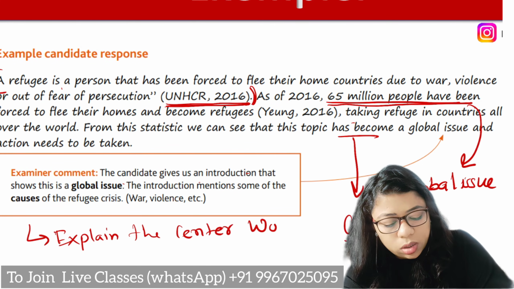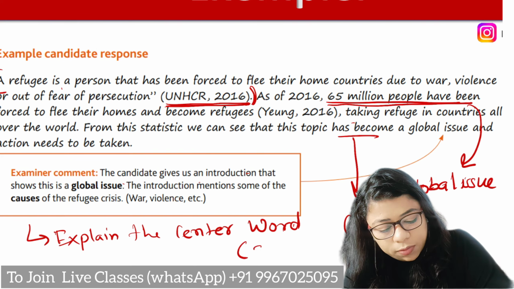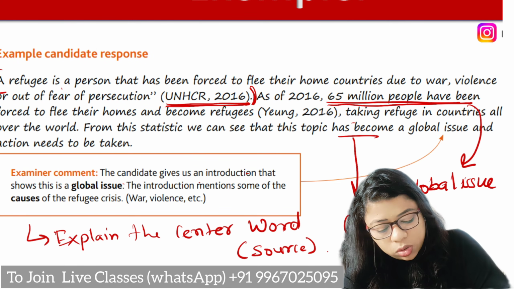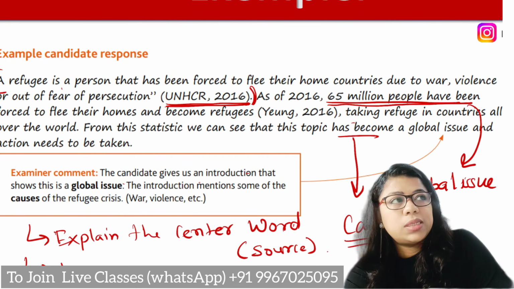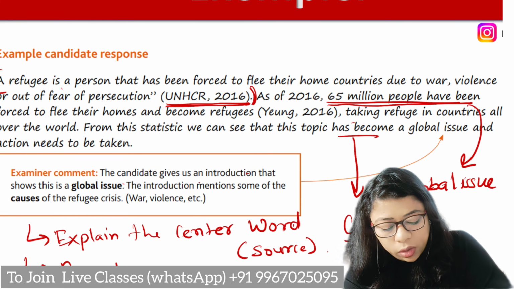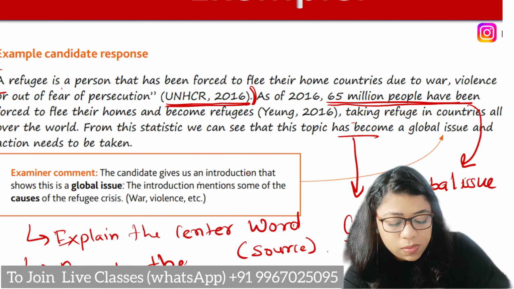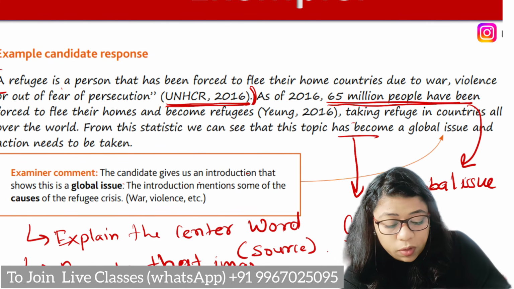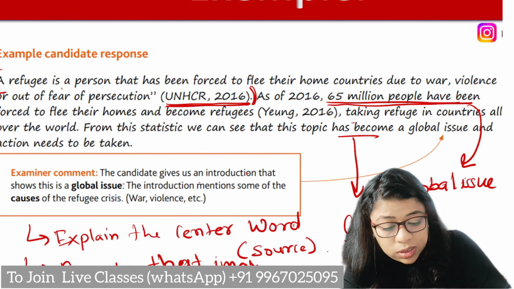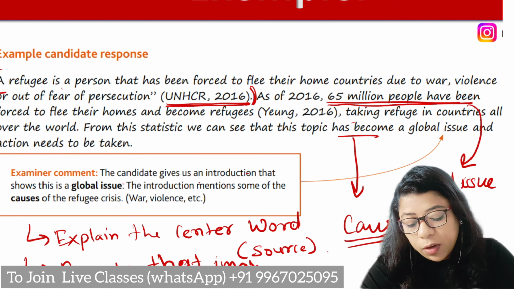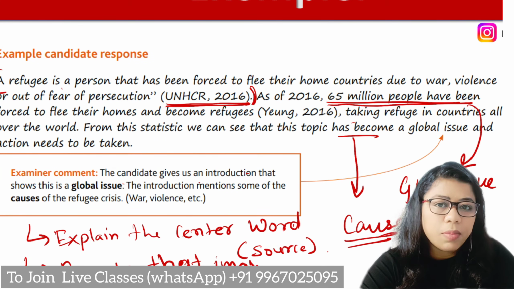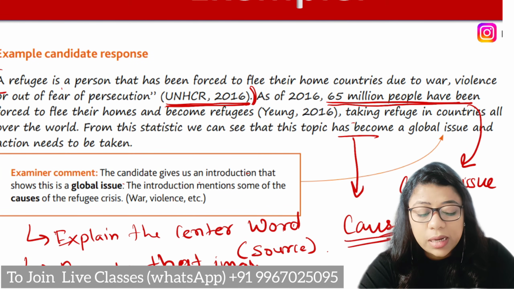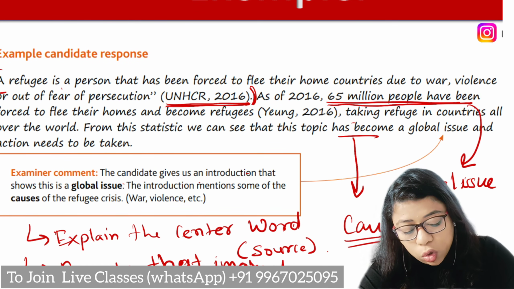Here, what is our center word? The refugee. Please write the source. Don't give your personal explanation for the same. Explain. So I would say create that impact. How can you create that impact? By big numbers. If I tell you that 65 million people have been forced to flee their homes and become refugees. It's a big number, yes, isn't it? So that sentence itself is creating a big impact through numbers.